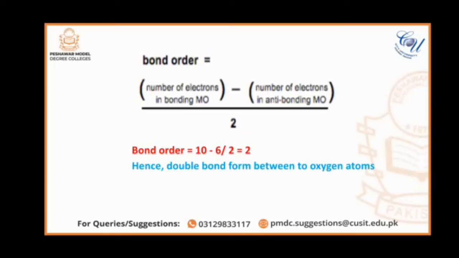Bond order of the oxygen molecule. We have the bond order expression: number of electrons in bonding molecular orbitals minus number of electrons in anti-bonding molecular orbitals, divided by 2. So for oxygen, we have 10 electrons in bonding molecular orbitals and 6 electrons in anti-bonding molecular orbitals. We divide the difference by 2 and we get 2, which means that the bond order of oxygen is 2. Hence, a double bond is formed between 2 oxygen atoms.